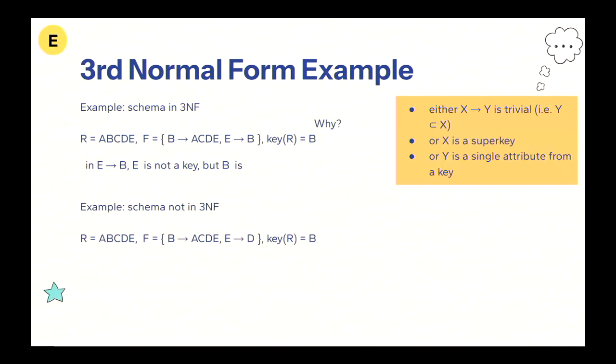However, this schema is not in the third normal form. This time we still have A, B, C, D, E in the relation, and we still have two functional dependencies. The first one is B determines A, C, D, E. The second one is E determines D. And the key is still B here. So why is this one not in third normal form?